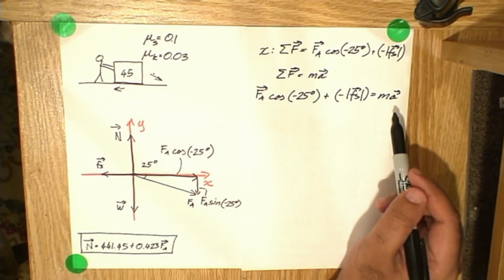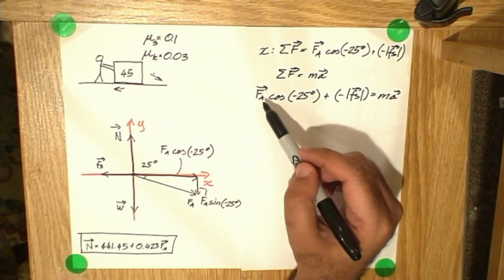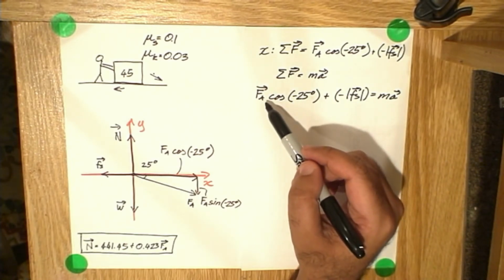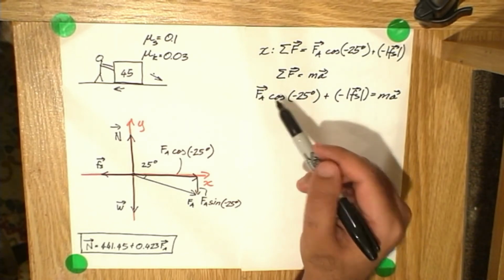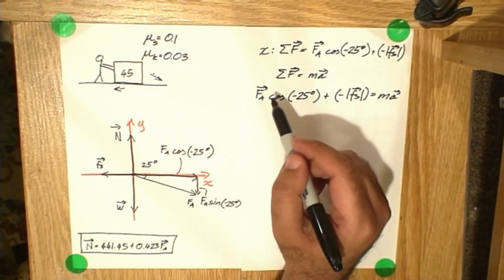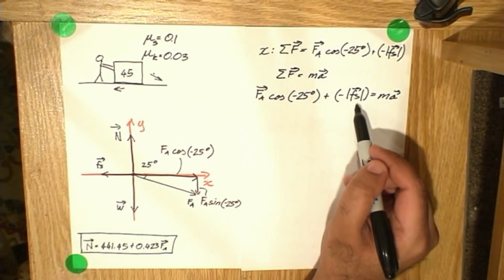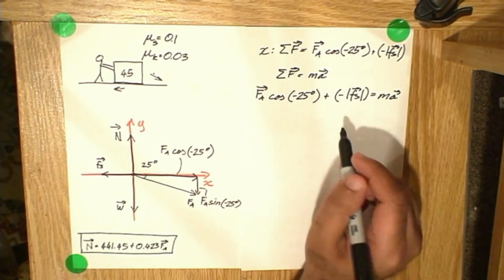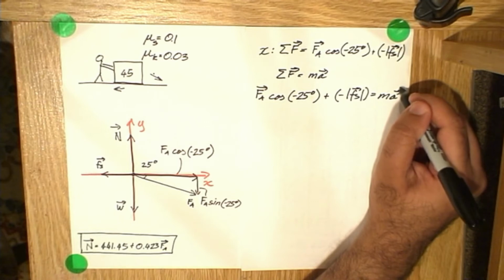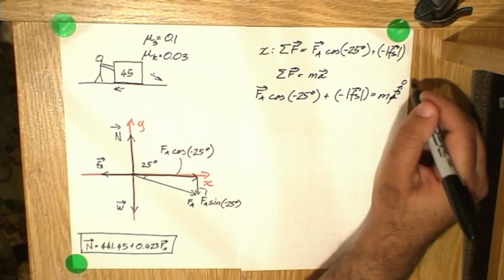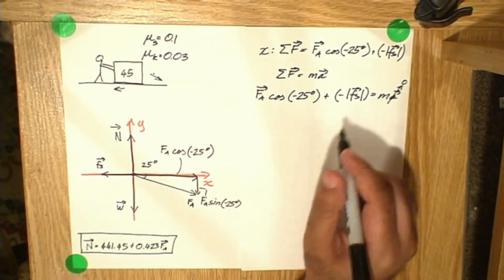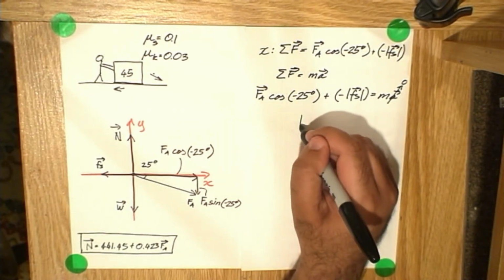Another way to phrase this question is to ask, what is the maximum push that you can provide such that the acceleration is still 0? In other words, what is the maximum push that can be countered by static friction? To solve this, we will set acceleration to 0, which means, again, this entire right side becomes 0. And then let's solve for static friction.